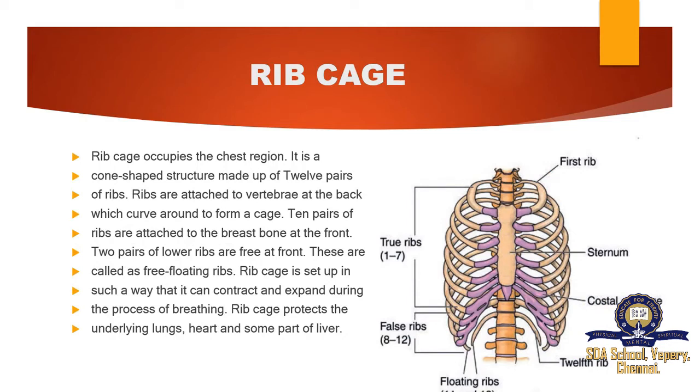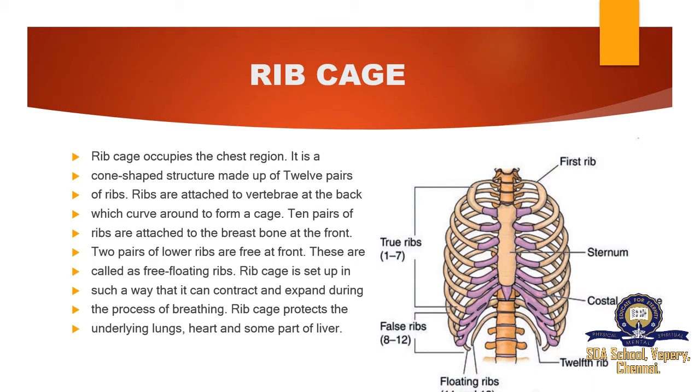Here we are going to study the rib cage. The rib cage is supported by the backbone, that is the vertebral column, and inside this rib cage we have the lungs and the heart. Many inner organs are present inside this rib cage. The rib cage occupies the chest region. It is a cone-shaped structure made up of 12 pairs of bones, and the ribs are attached to the vertebrae, curving around to form a cage.